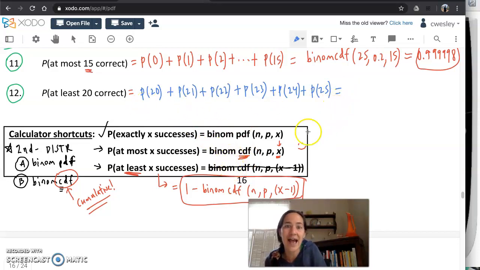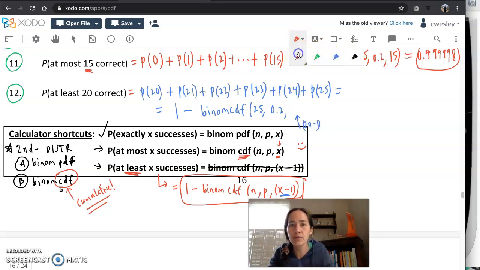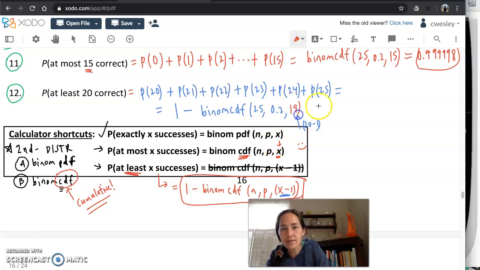Well, if I'm not interested in adding up 6 PDFs, that would take too long. Think of all the cases you're leaving out. You're leaving out a cumulative distribution from 0 to 19, this x minus 1, one less than the at least 20 that you desire being correct. So I'm going to type this in as 1 minus the probability adding up of all the cases that you want to leave out. You want to leave out a binom CDF of 25, comma, 0.2 still, and I want to leave out up to 20 minus 1. So for that final number that we'll add up to, let's put that in as a 19.